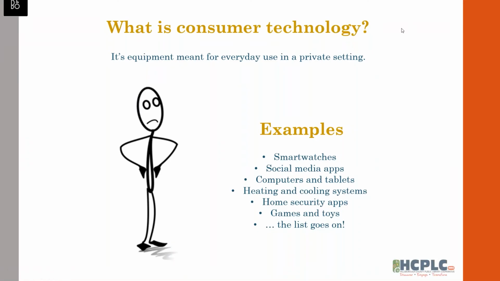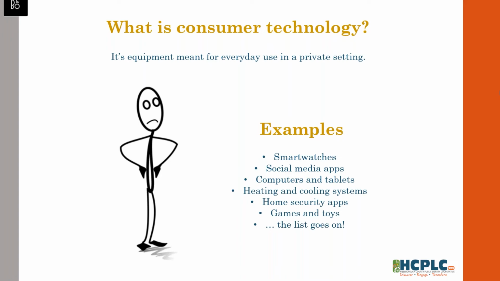So simply speaking, what is consumer technology? It's equipment meant for everyday use in a private setting. Y'all might be looking at this definition like, well, that seems pretty obvious, but it is a very broad definition, but it is different from other types of technology that are out there, thinking business tech, government tech, military tech. With businesses, you have payment systems. With governments, you have ID scanners, badge scanners, that type of thing. And military tech, of course, we could go on and on with the different types of military technology that's out there. Consumer technology is meant for private use.